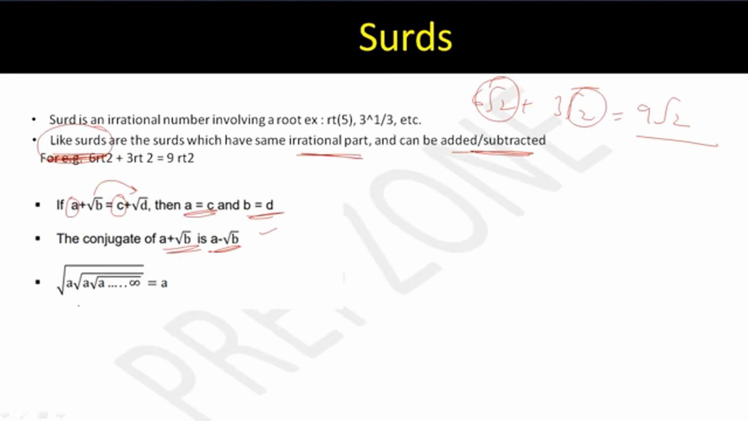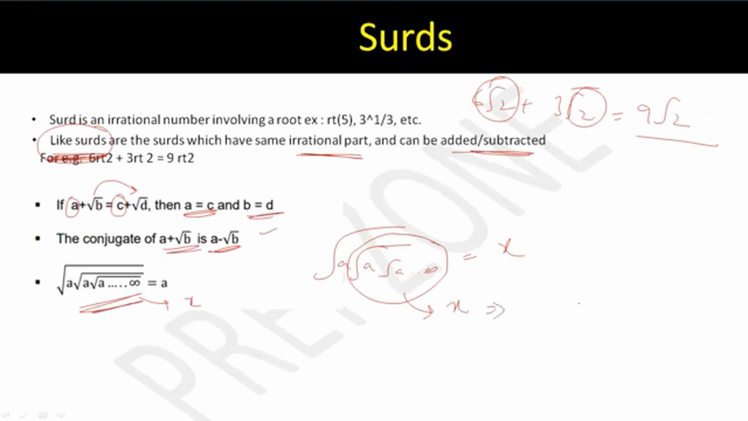And the final property is this: root of a, root a, root a, root a till infinity is equal to a. If someone asks me, sir, how do we prove this? Assume this value is x. If I leave one bracket, this value is essentially again x, because nothing has changed. I've just taken one term apart from the infinity. So infinity minus 1 is the same as infinity. So this value will again be x.